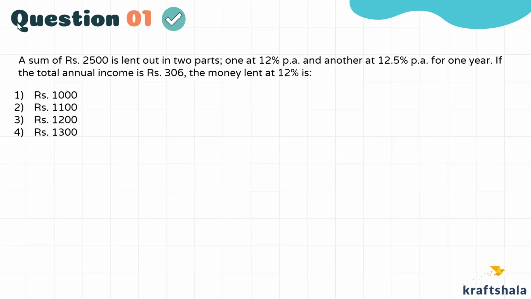Let's start. So sum of rupees 2500 is lent in two parts, one at 12% and another at 12.5%. If nothing is mentioned, then it becomes by default a simple interest question, right? So you might be wondering it's simple or compound. Nothing is mentioned, so it's simple interest. If total annual income is 306, the money lent at 12%.